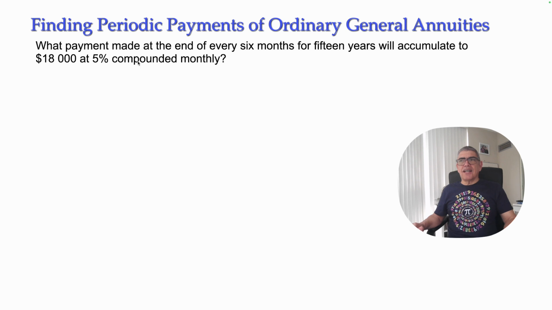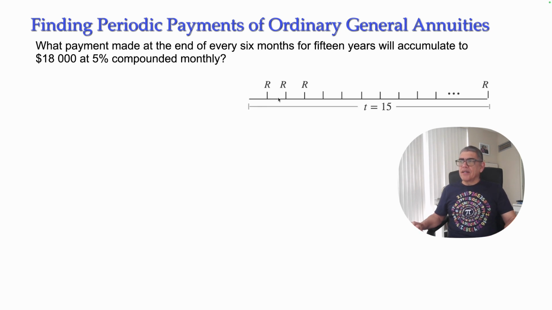And we notice here that the interest is compounded monthly, but the payments are every 6 months, so there are 2 payments per year. The number of payments per year and the number of conversion periods per year is different. So this is a general annuity. So what we have here is this situation.